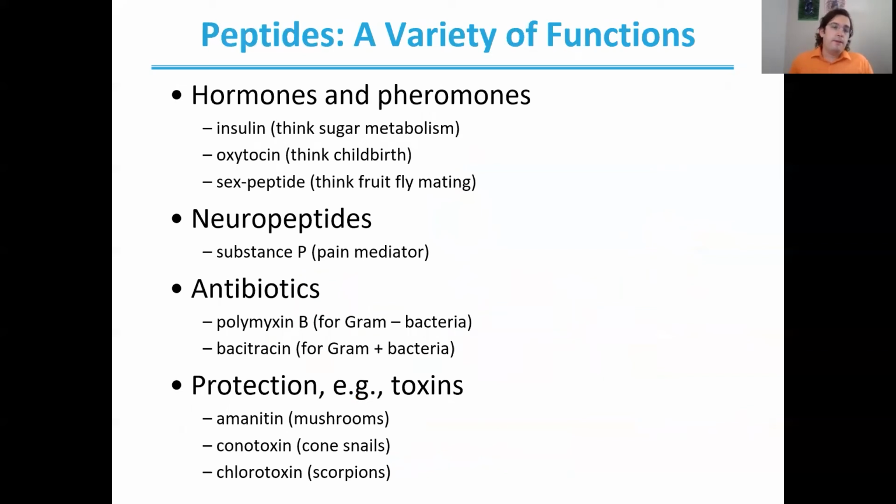So again, we can build up small polymers with our amino acids or much larger polymers. Both of these are very important within our biochemical systems. Peptides, or small polymers, have a wide variety of different roles. They're used as hormones, they're used as neuropeptides, antibiotics, and they're also used for protection, things like toxins in a variety of different species.